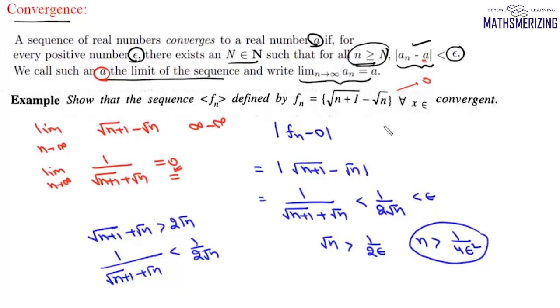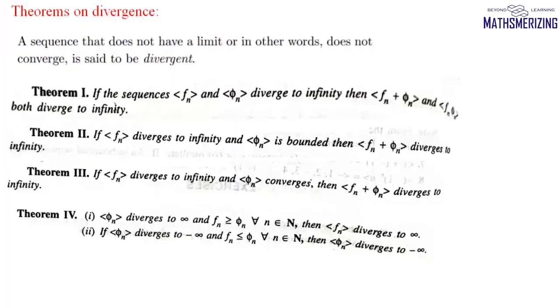This is how we show a sequence is convergent using standard definition. Now a sequence may be a convergent sequence, and if a sequence does not converge, then we say the sequence is a divergent sequence. So any sequence which does not have a limit or does not converge is said to be divergent. Now what are the conditions that a sequence is divergent? If a sequence diverges to plus infinity or minus infinity, or has more than one limit point, or has oscillating values, then the sequence is said to be a divergent sequence.